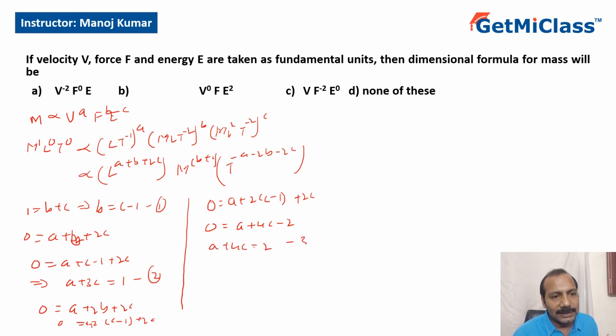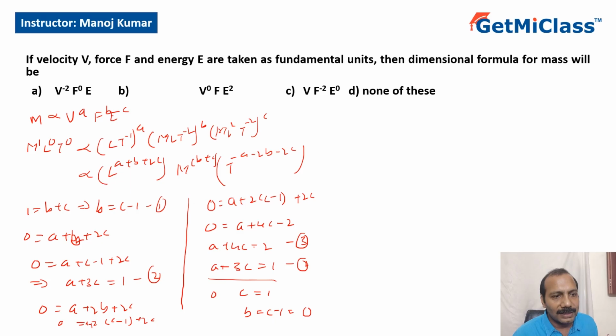This is equation 3. Subtracting equation 2 from 3, I'll bring equation 2 here. So this is equation 2. I subtract both the equations. a minus a is 0, 4c minus 3c is c, 2 minus 1 is 1. So c equals 1. This is what we got. If c equals 1, b equals c minus 1, that is equal to 0.